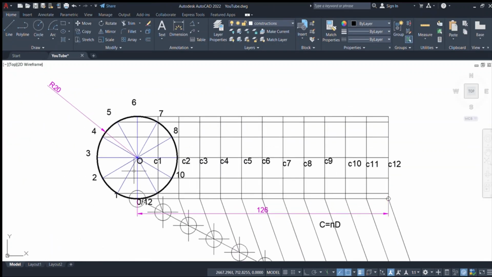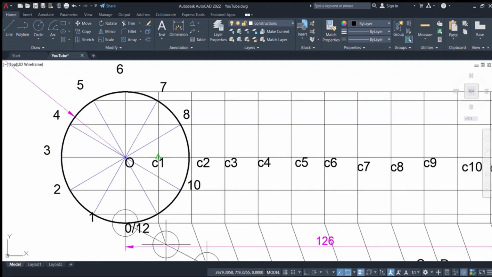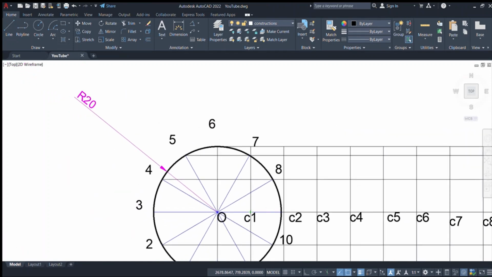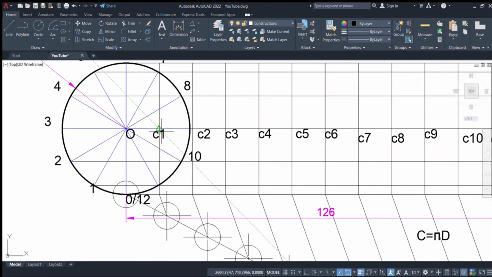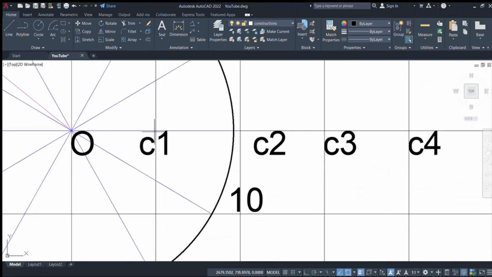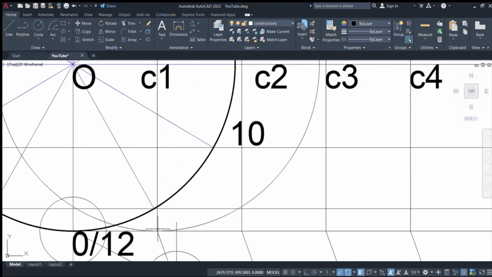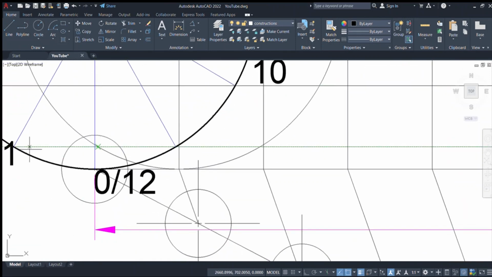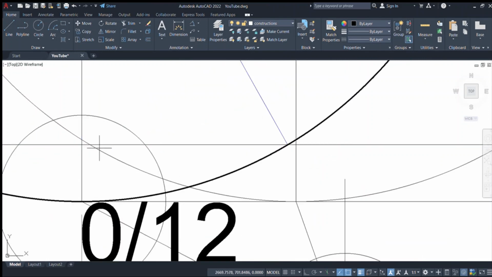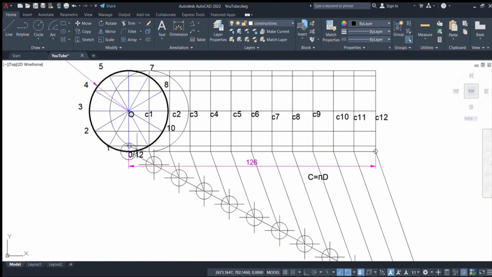So next, we're going to draw circles from each center with the same radius as the main circle, which is 20. From each center, for example center 1, draw a circle and note where this circle is intersecting with our horizontal projector. Mark that point. So you do the same up to circle 12.